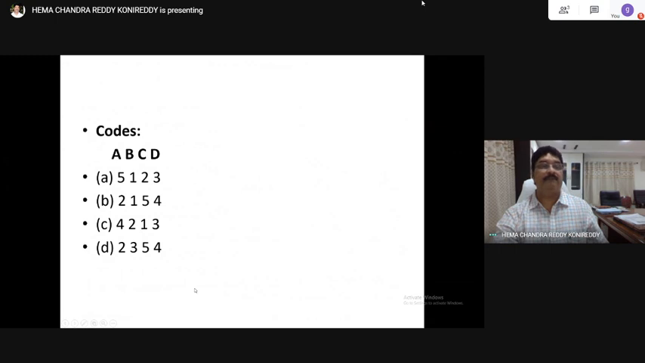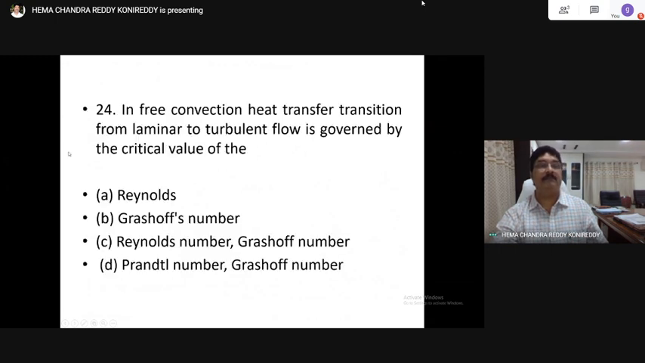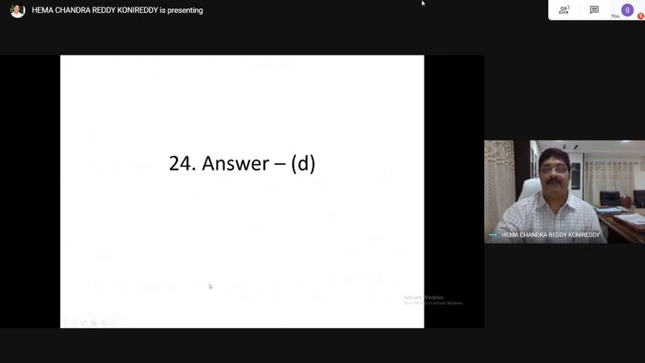Again, the matching. In free convection, heat transfer transition depends on Grashof and Prandtl numbers. The Rayleigh number is not given directly. What is the Rayleigh number? The Rayleigh number is a product of Grashof and Prandtl. That's how you get D.